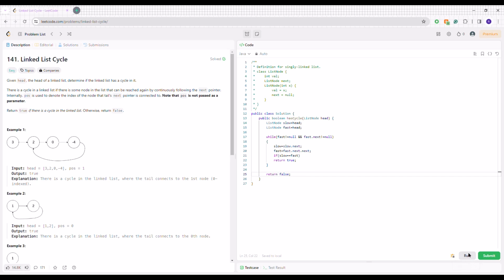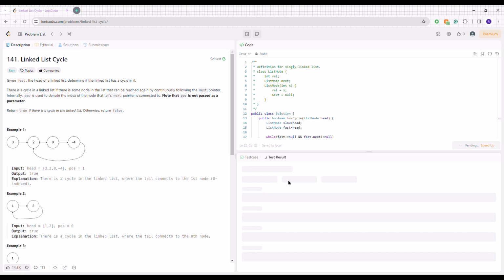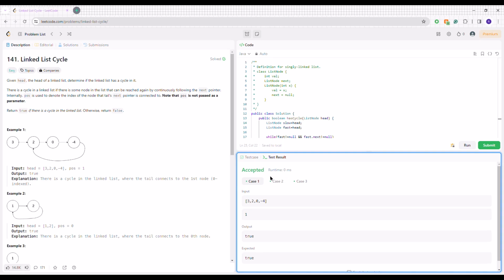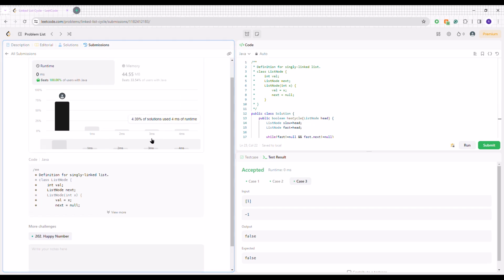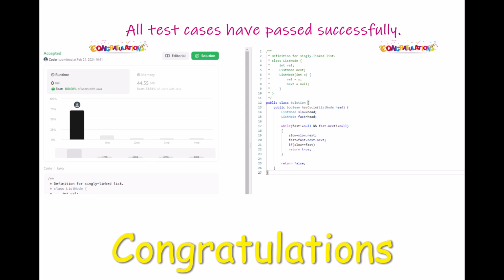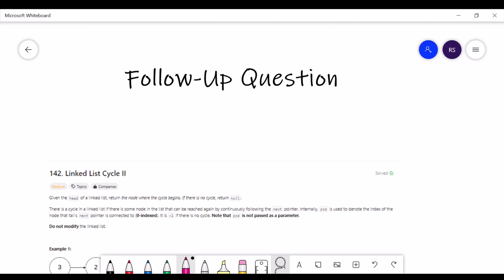Let's try to run the program. So you see all the test cases are passing, and finally we'll submit the program to see if all the test cases are accepted. There you go. Now it's time to have a cup of coffee and work on the follow-up question.